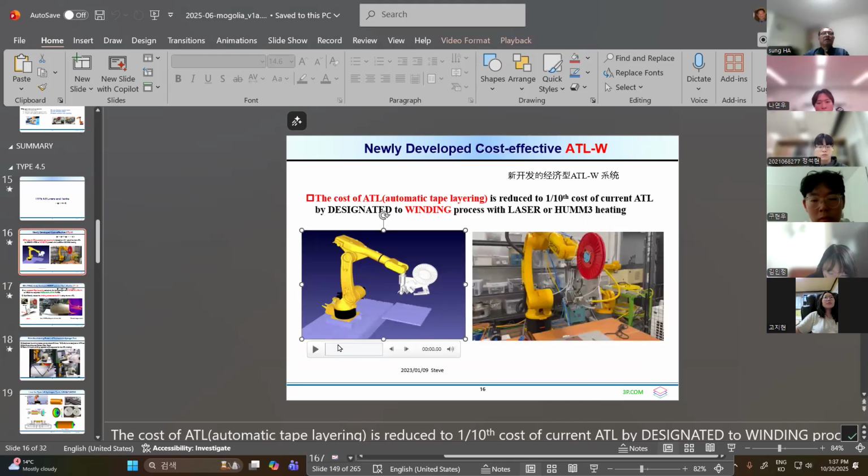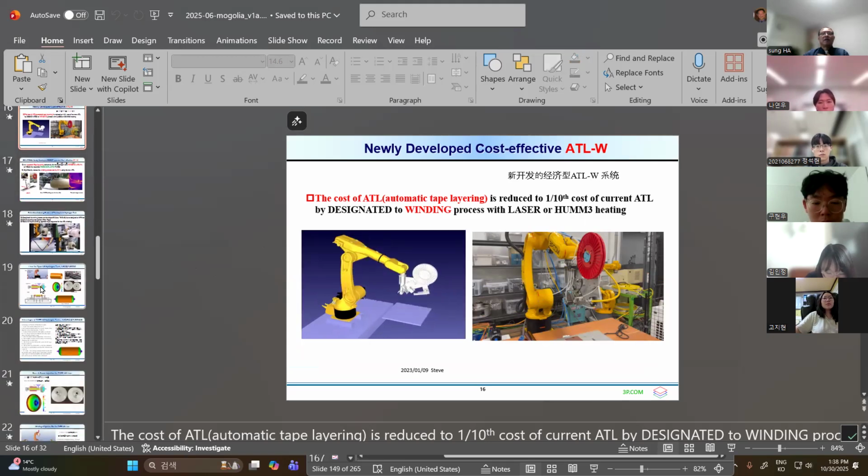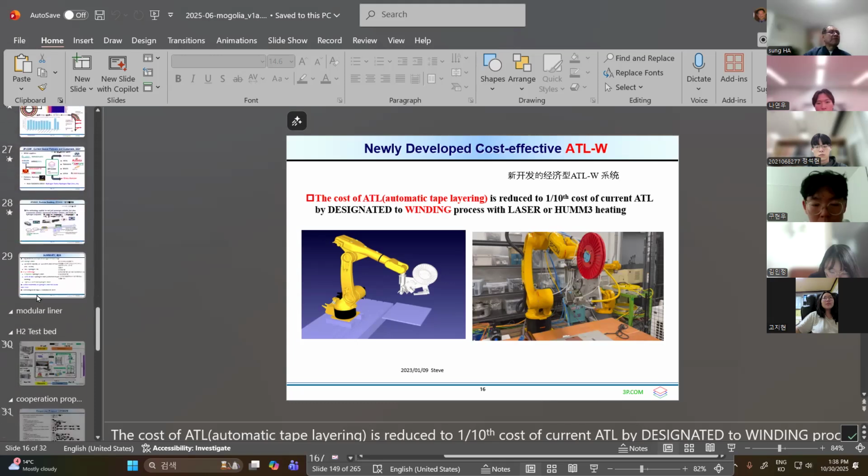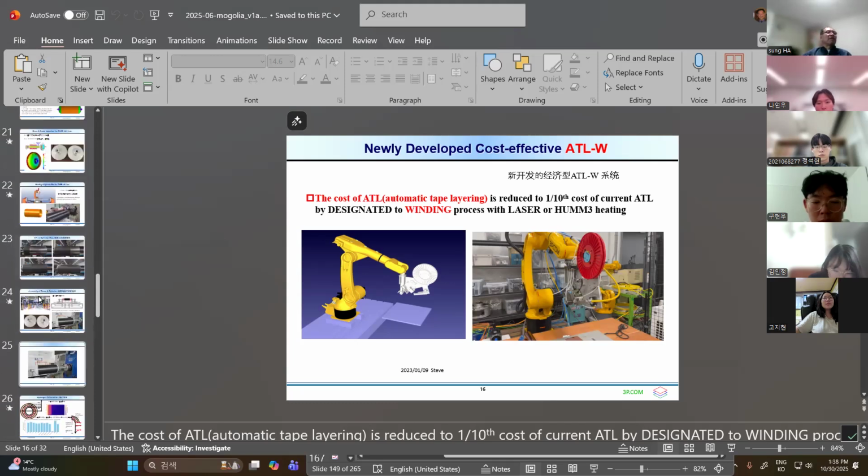We simulate how the robot moves, and this is the automatic tape. We have some head, and this is a tape supplying system, and we have a laser with the yellow line. That is the part we developed. It is one of the very well developed products in the world. So anyhow, we are using these structures to make all types of carbon fiber structures.